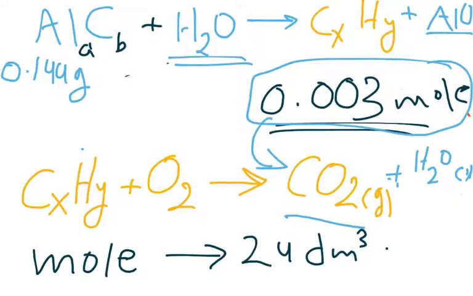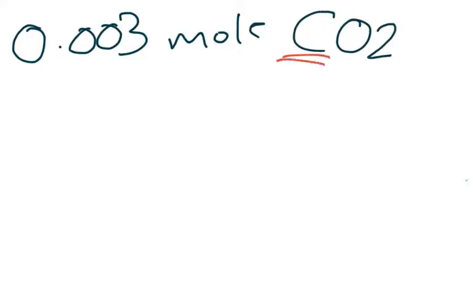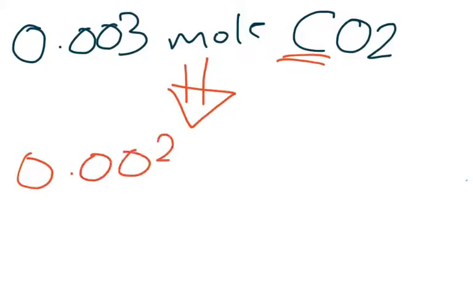So how are we going to connect this to the information that we have? Okay, good question. Take a moment, think about it. So the moles of CO2 are this. We have 0.003 mole CO2. And if we only look at the carbon in the CO2, the moles of carbon would be 0.003 moles, because we have one carbon for 1 mole of CO2.